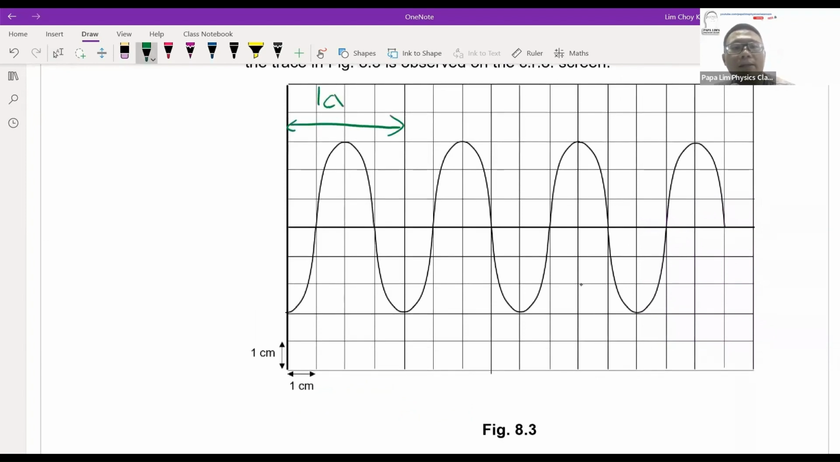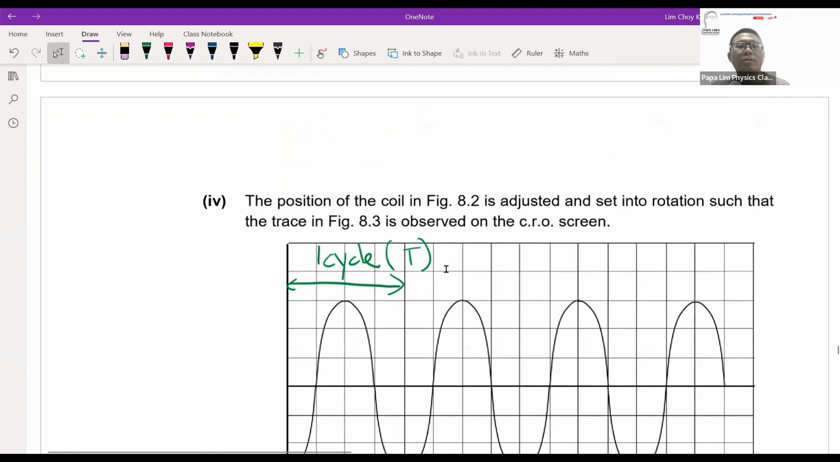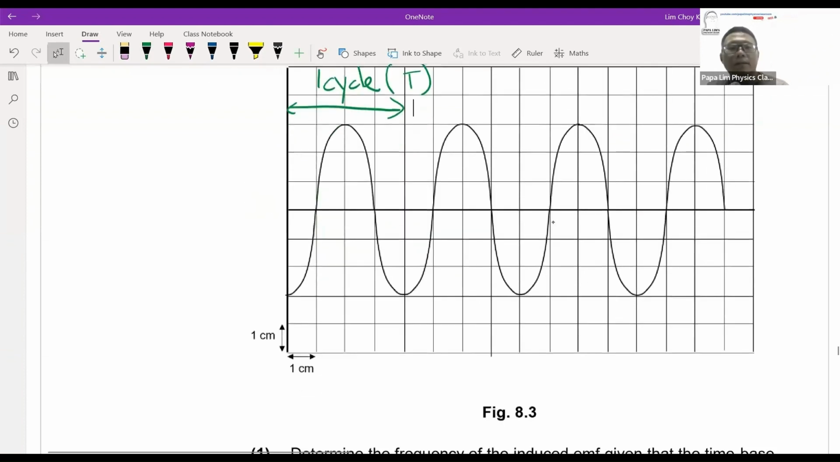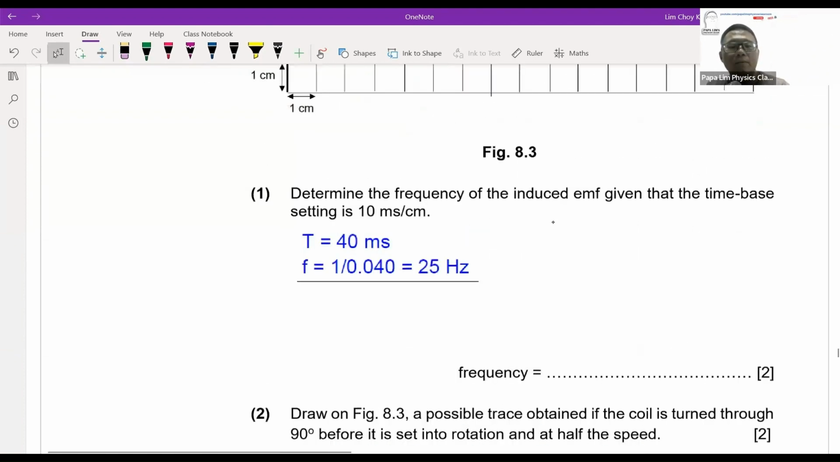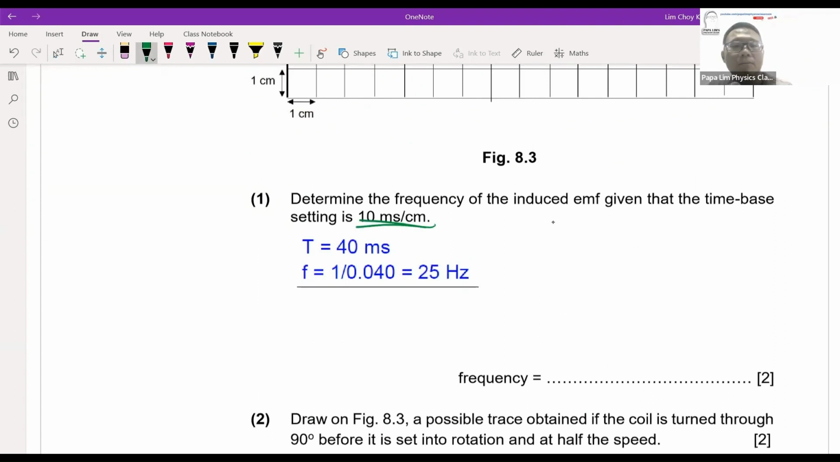In a CRO, your x-axis, your horizontal axis, is your time base, or what we call your time. So if one cycle is 4 squares, this one cycle gives you the period of the wave itself. Based on the question, 4 cm. Given that the time base is 10 millisecond per cm, you have 4 squares, which means that the period will be 40 milliseconds. And frequency will be 1 divided by T, which gives us 25 hertz.